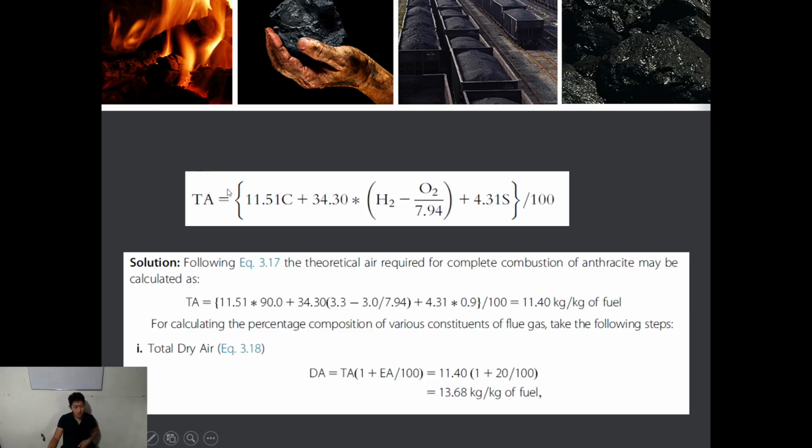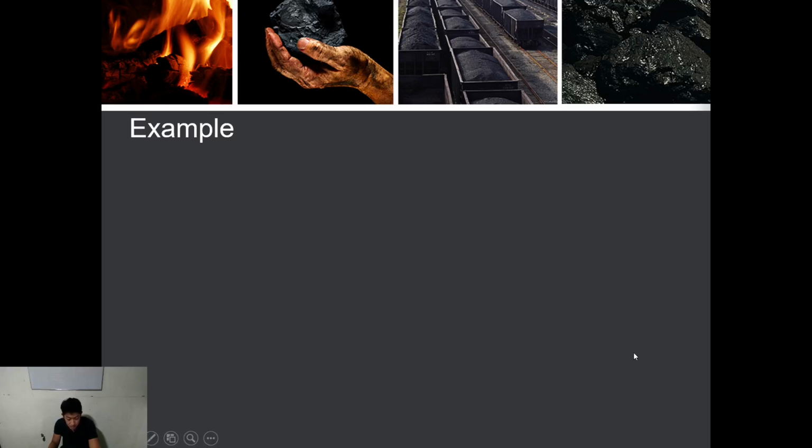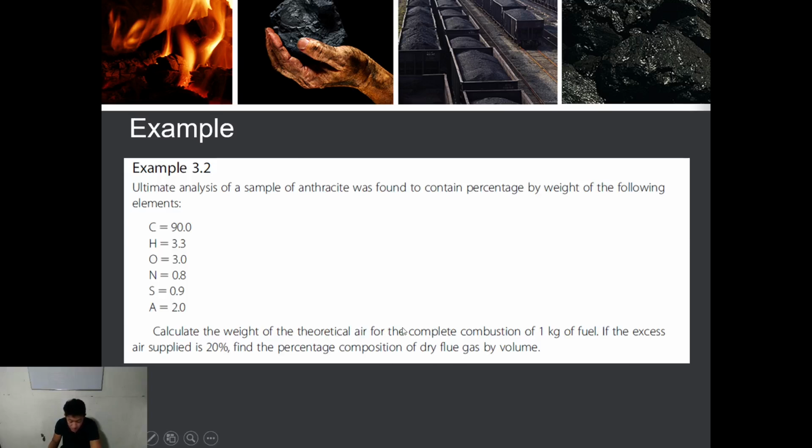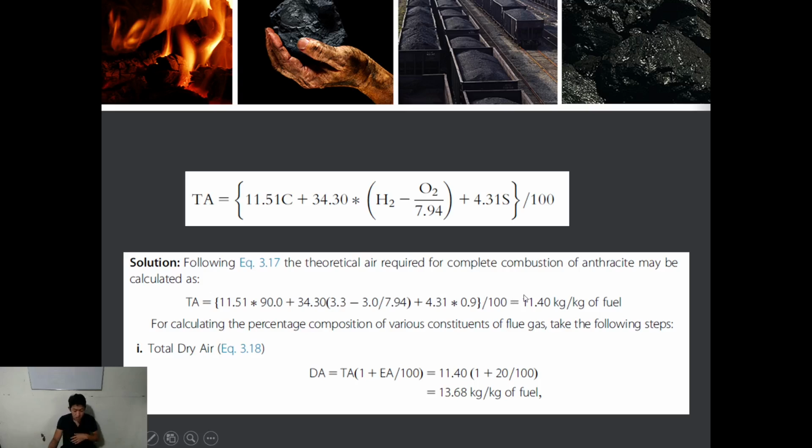Okay? So first is theoretical air. You use this equation. Plug in directly, and you get 11.4 kilograms of air per kilogram of fuel. For the total dry air, since there is 20% excess, it is 11.4 times 1.2, so your total air is 13.68 kilograms per kilogram of fuel. Okay? But since what is asked in number 1 is the theoretical air, the answer to question 1 is this one, 11.4.